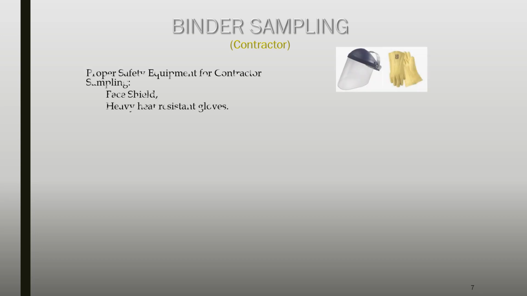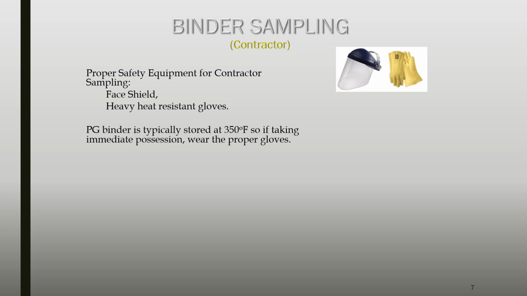Binder sampling is only to be performed by contractor-certified sampler. The contractor shall perform sampling with a NDOT inspector present. Ensure proper safety equipment is worn for contractor sampling, a face shield and heavy heat-resistant gloves. PG binder is typically stored at 300 to 350 degrees Fahrenheit, so if taking immediate possession, wear the proper gloves.